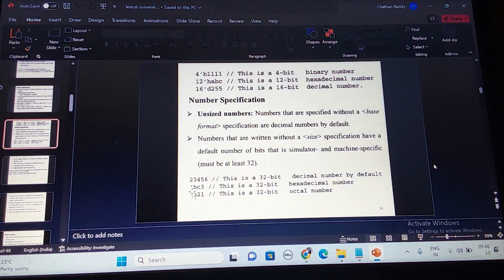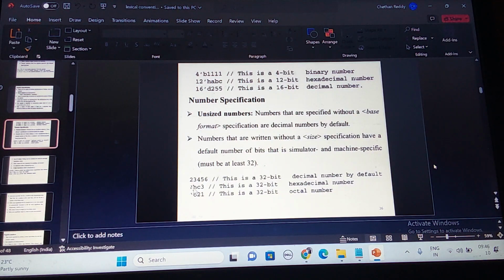How to understand? Now let us take this one, the unsized number. Another unsized number example: the numbers that are written without a size specification have a default number of bits that depends on the simulator and the machine specifics. It must be at least how much? What is the size of this number? 32. It depends on what simulator we are using, and also on the operating system, a machine specification dependency.